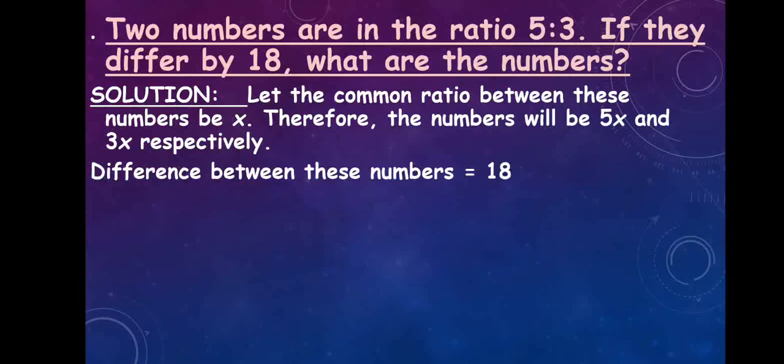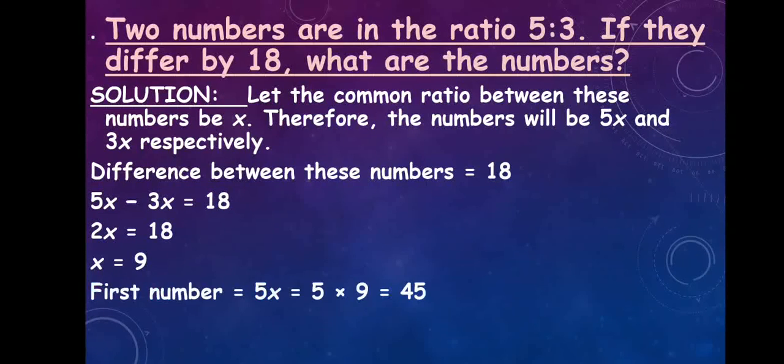That means 5x minus 3x must be equal to 18. That means 2x is equal to 18, and then x is equal to 18 divided by 2, that means 9. So the first number is 5x, which means 5 into 9, which is equal to 45, and the second number will be 3x, that is 3 into 9, equal to 27. I hope these sums are clear to you. Children, do try these sums once again.